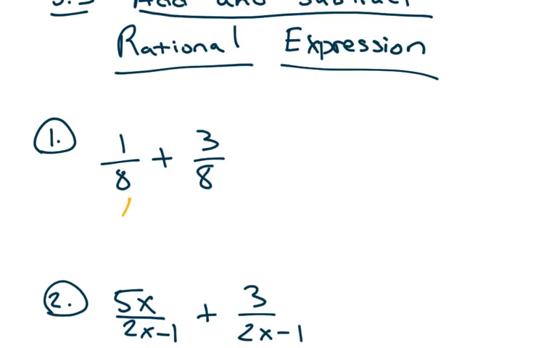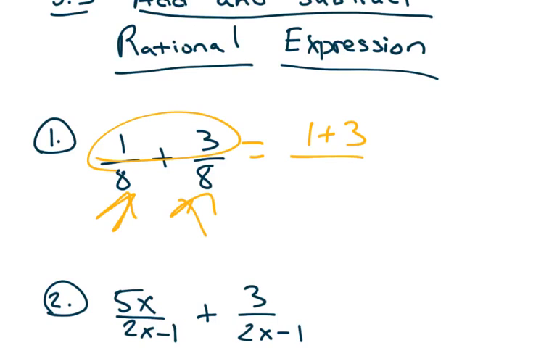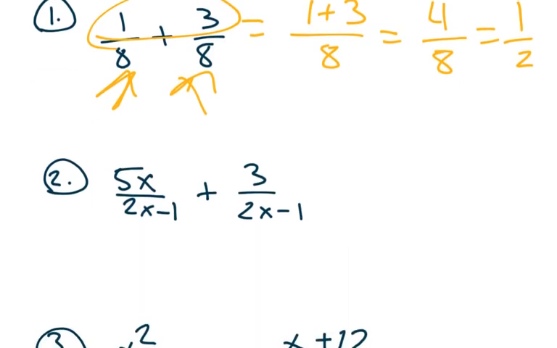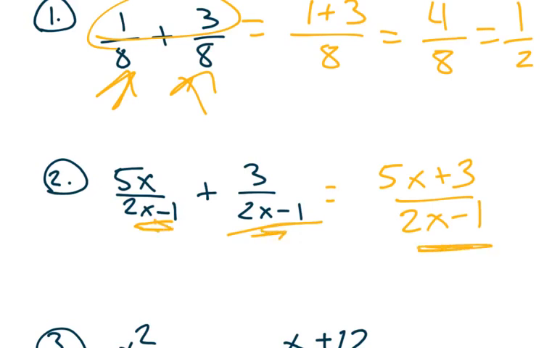Well, if the denominators match up, all we have to do to add fractions is simply add the numerators. So this is the same thing as saying 1 plus 3 over 8, which is 4 over 8, which reduces to 1/2. So, if you see in example 2, the denominators match, all we have to do is add the numerators. So this is just simply 5x plus 3 over 2x minus 1. There's nothing else really to it. Notice the denominators stay the same, okay? We're just simply adding the numerators, and because there's nothing else I can really do here, I'm done with the problem.